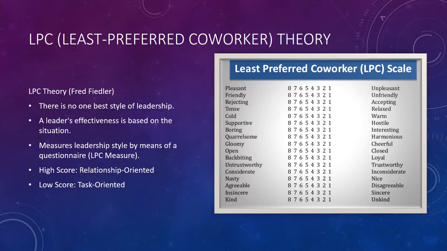The LPC, or least preferred coworker theory, suggests that there is no one best style of leadership. It also suggests that a leader's effectiveness is based on the situation at hand. The LPC measure quiz measures leadership styles by means of a 16-question questionnaire. A high score on the questionnaire suggests a relationship-oriented style, while a low score suggests a task-oriented style.